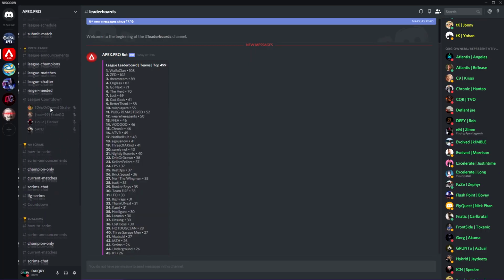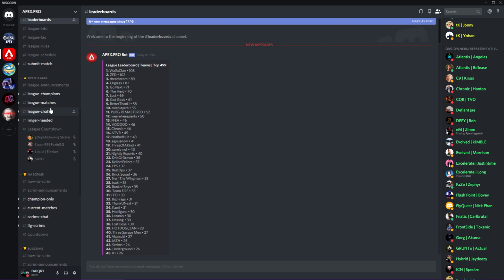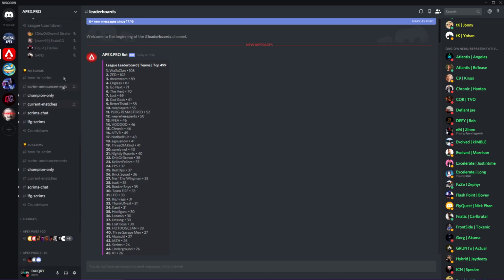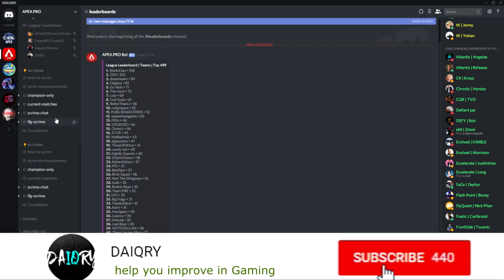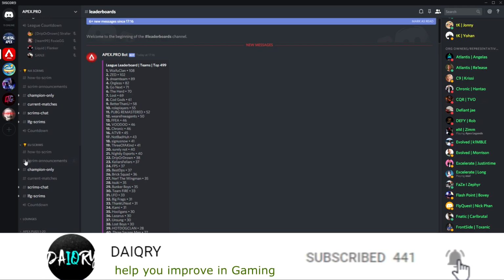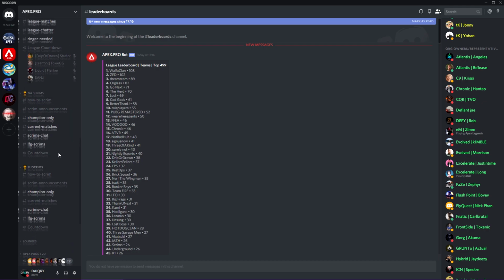So the unique thing about the server is that they have two types of scrims. The first one is the open league, and the second ones are the normal scrims. And the normal scrims are the really casual ones. You can join them whenever you want. You don't have to have a fixed team, and they don't have a fixed schedule either. So they really are random.